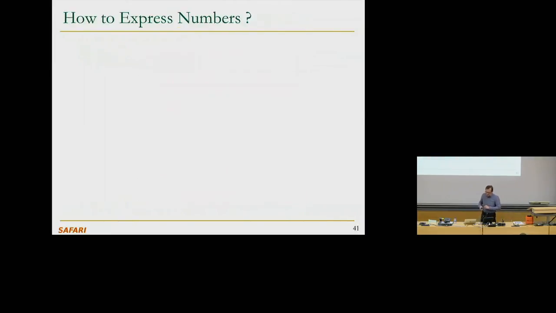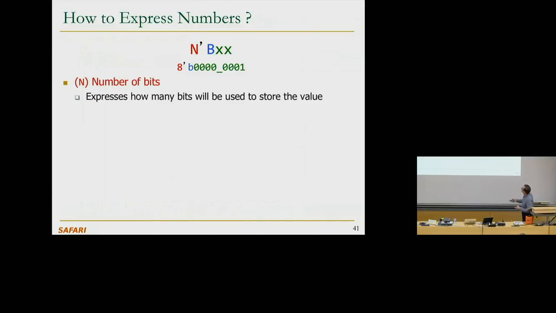Okay, so if the compiler is not correct, actually it will not obey precedence. And sometimes it may not be good to trust all the compilers of the world. Okay, how do you express numbers? This is a bit boring, but it's important. Basically, you specify the number of bits. Well, clearly we said it specifies how many bits are used to store the value.